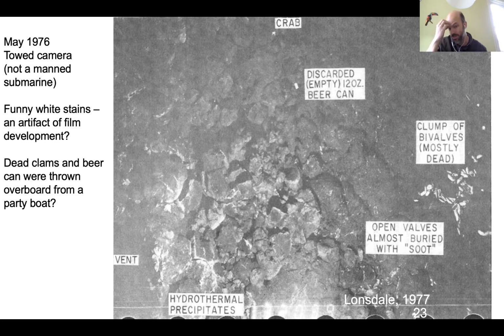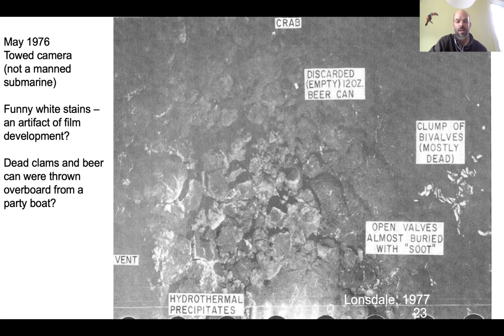There was no reason to expect a lot of animals. So one interpretation was they had come across a dump site that a party boat had gone by. This was near the Galapagos Islands in South America. There was some tourism there. So their first thought was there was a party boat. They were eating a lot of clams. They dumped them overboard, as well as their beer cans. And that was at least one possibility.